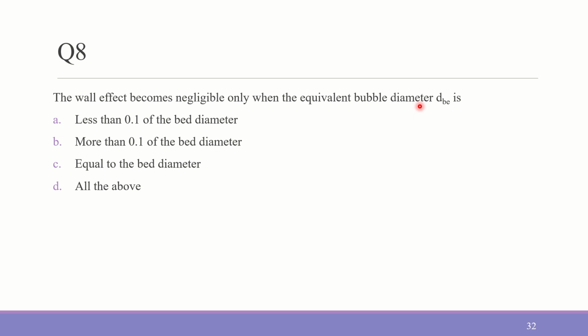That is, if it is less than 10% of the bed diameter, we can say that the bubble has no impact from the walls, the column walls. So option A, less than 0.1 of the bed diameter, is the right answer. Now let us go to question 9.